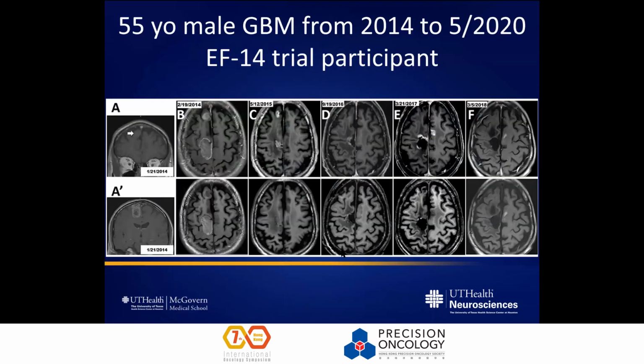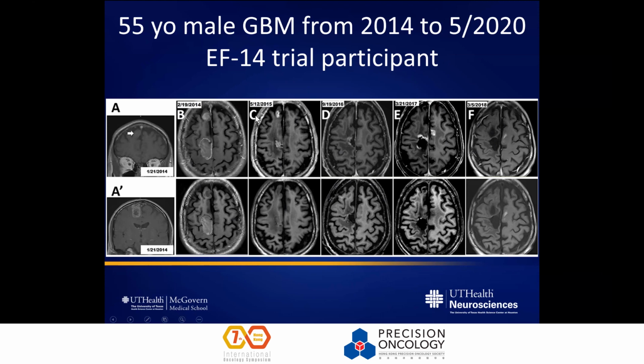This is another patient who is actually an EF-14 participant. He's still alive as well. He's from Paraguay, and came to Houston to participate in this trial. He has a unique situation in that he actually had 2 areas of enhancement, what we call multifocal GBM. So the posterior side of the right frontal was removed by the surgeon in Paraguay. The anterior was left untouched.